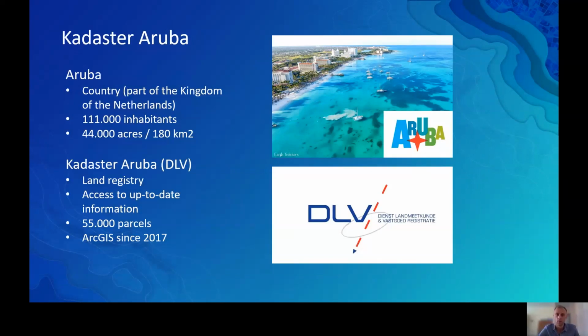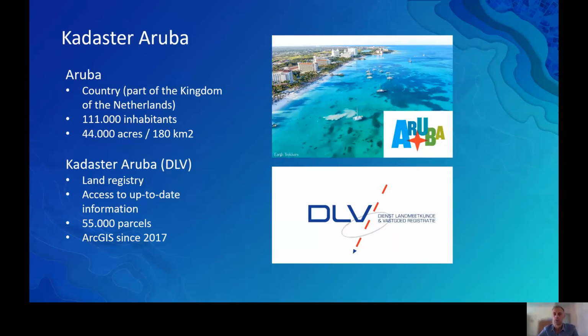You may know it as a popular tourist destination. You can see in the photo here, the hotel strip and the white sandy beaches. This may look familiar to you. To give you an idea of its scale, Aruba has approximately 111,000 inhabitants, and the island covers an area of 180 square kilometers, or 44,000 acres.